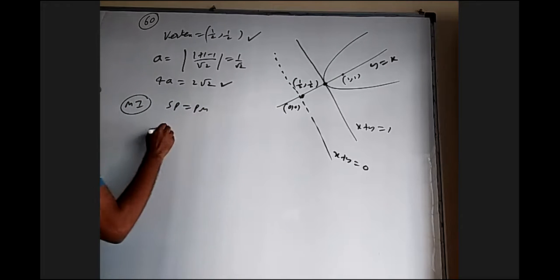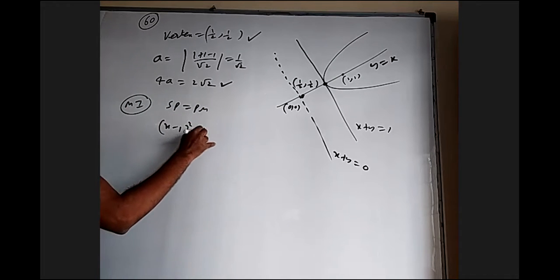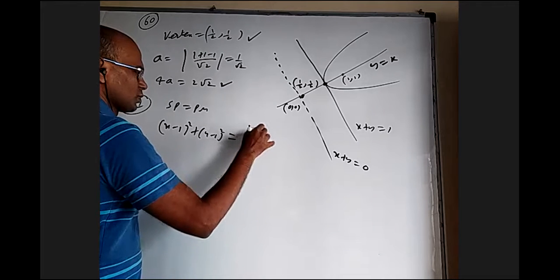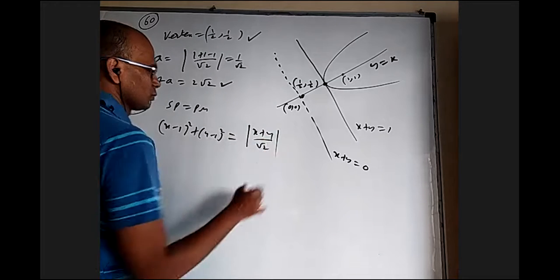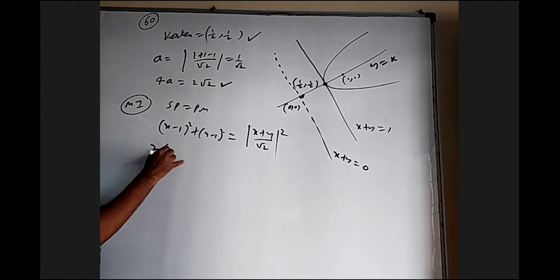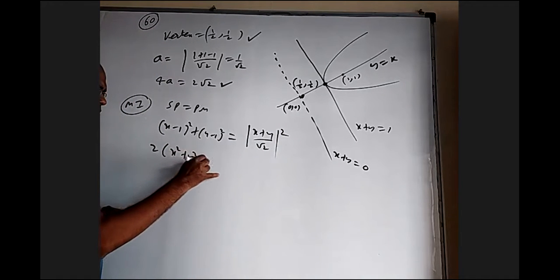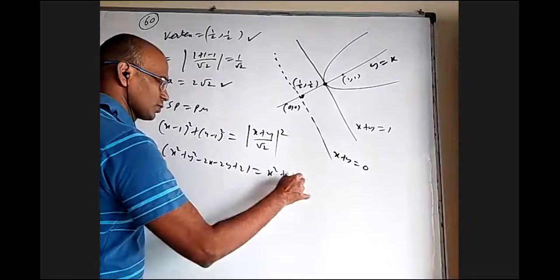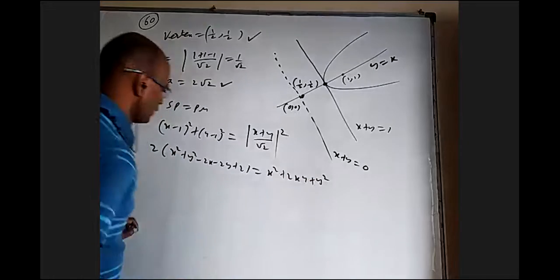Distance to focus is (x minus 1) whole square plus (y minus 1) whole square, and distance to directrix is mod (x plus y) by root 2, squared. You can expand: 2 times (x square plus y square minus 2x minus 2y plus 2) equal to x square plus 2xy plus y square.